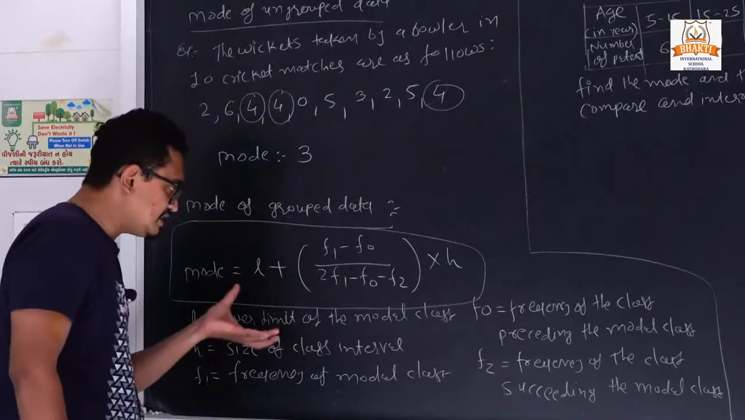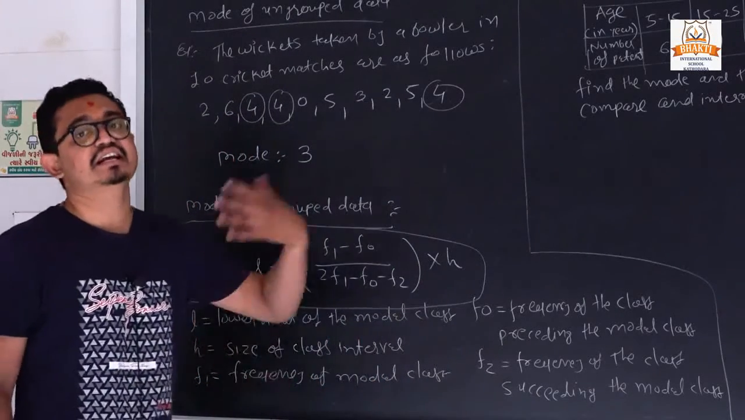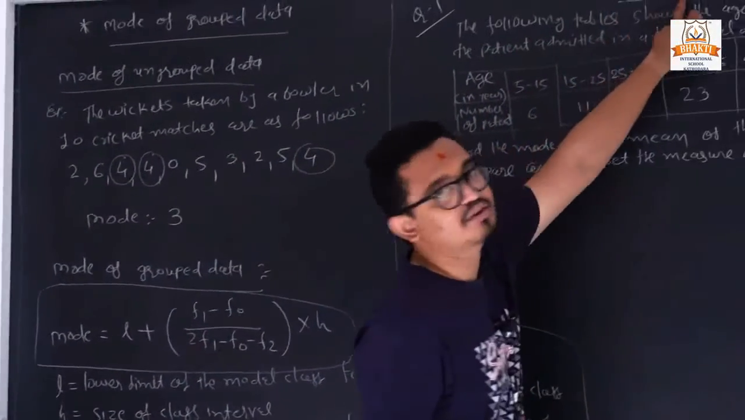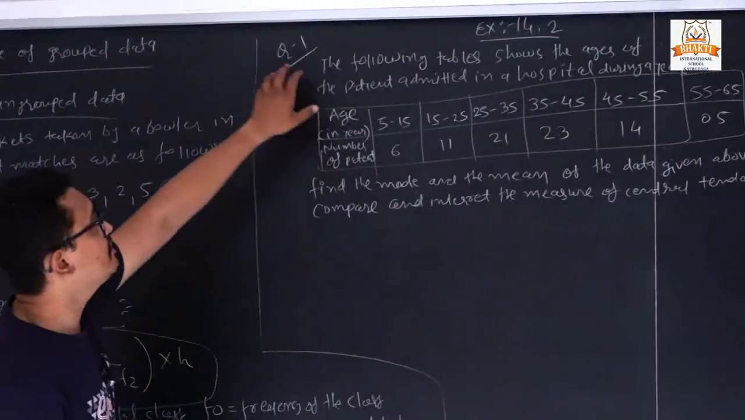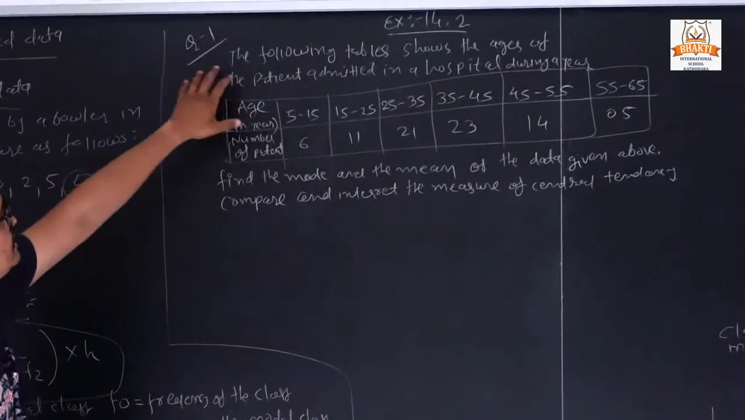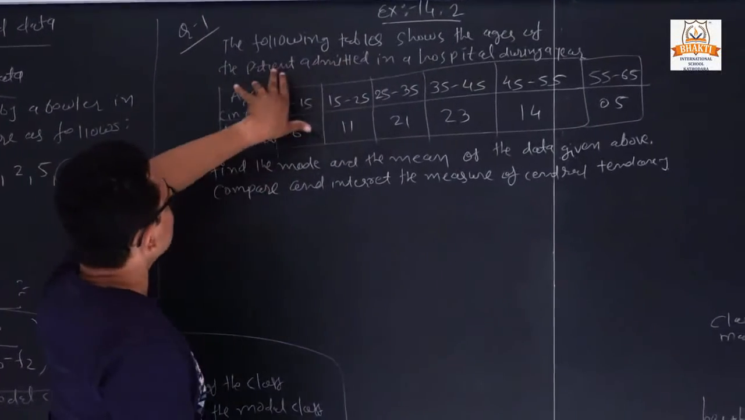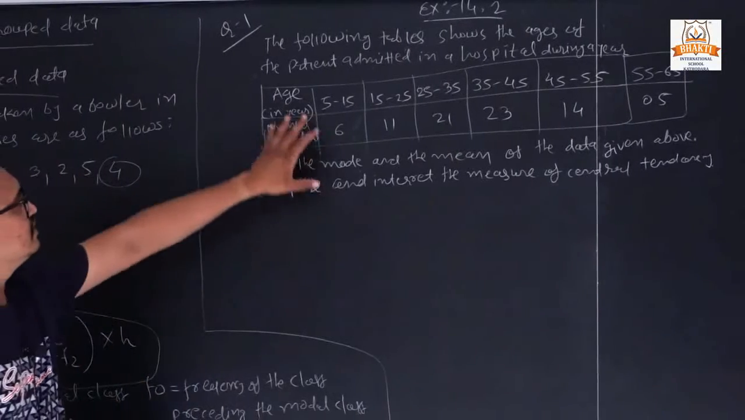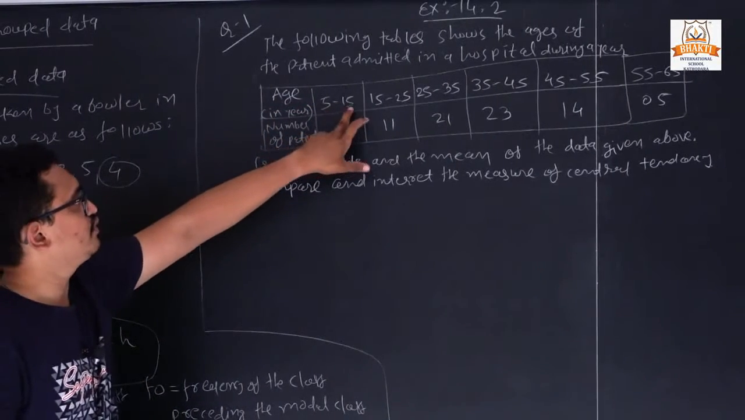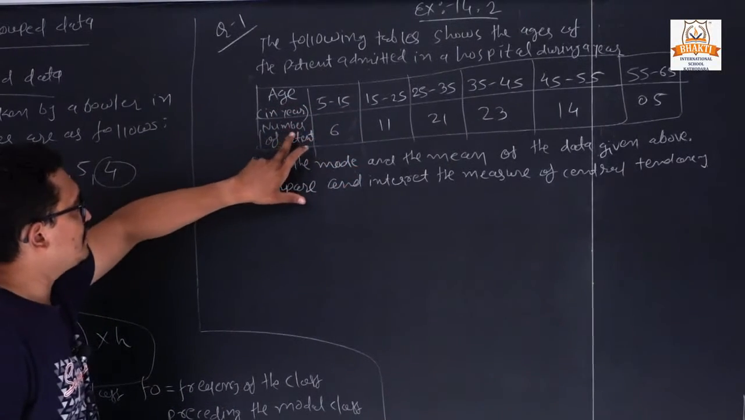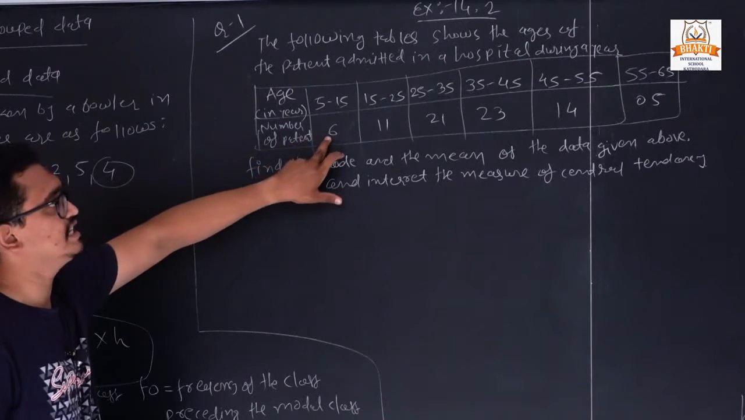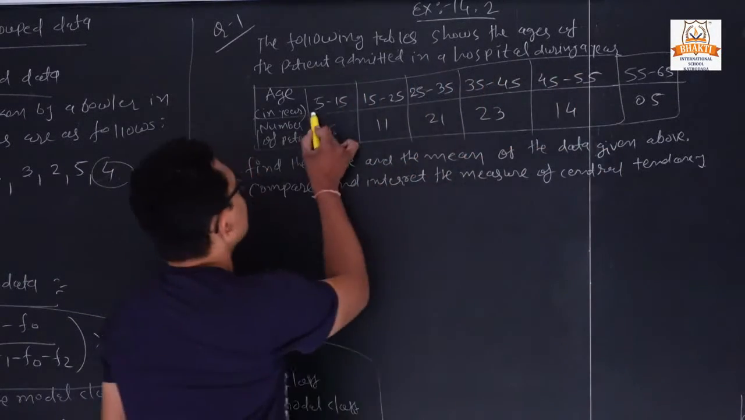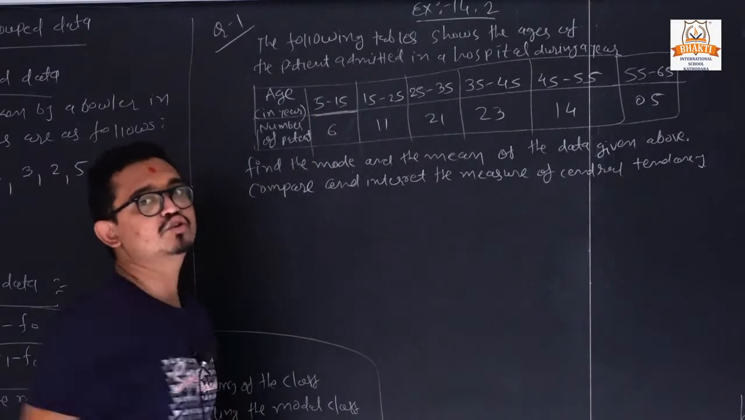So how can we apply this formula in a real example? For that we start our next exercise, exercise number 14.2, question number 1. The question says the following table shows the ages of patients admitted in a hospital. Here the age is given, suppose 5 to 15 years, and 6 patients are admitted. Since the data is given in classes, it is called grouped data.